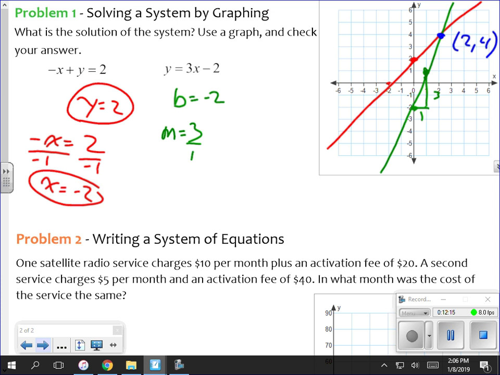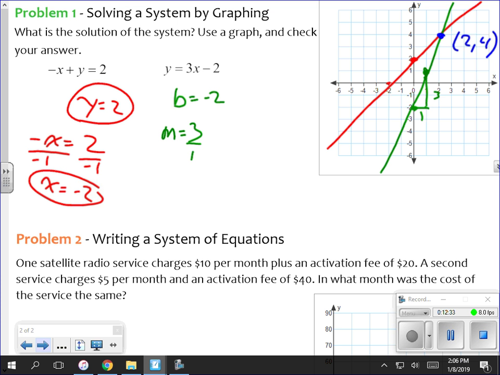But it's still not the best way to do this. But you see what I'm talking about. The red line is this equation. Every xy coordinate that works in here, every xy coordinate works in there. Where's the one place that works in both of them?